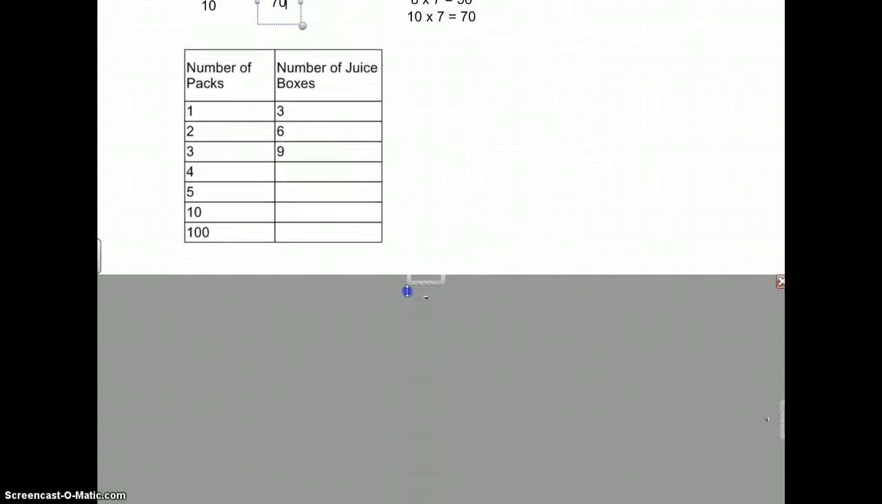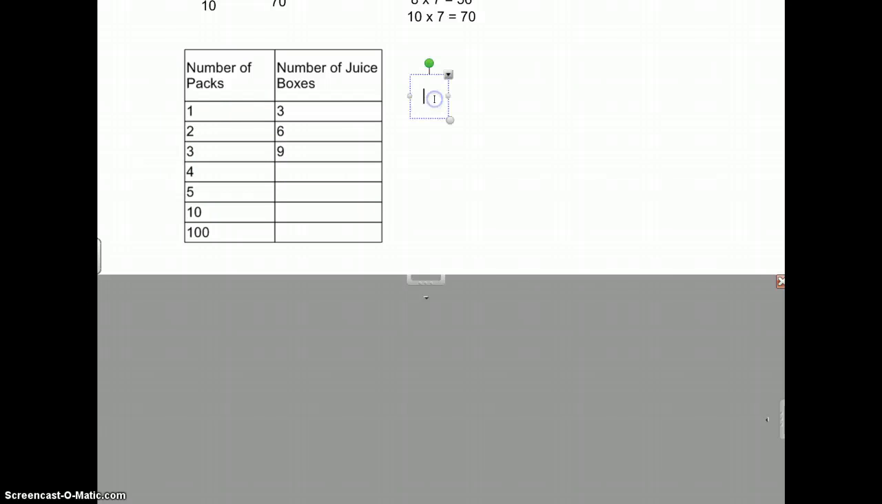We have a number of packs, okay? How many juice packs? In 1 pack of juice, like those boxes of juices that you get at the store, in 1 pack there's 3 boxes. In 2 packs there's 6 boxes. In 3 packs there's 9 boxes.